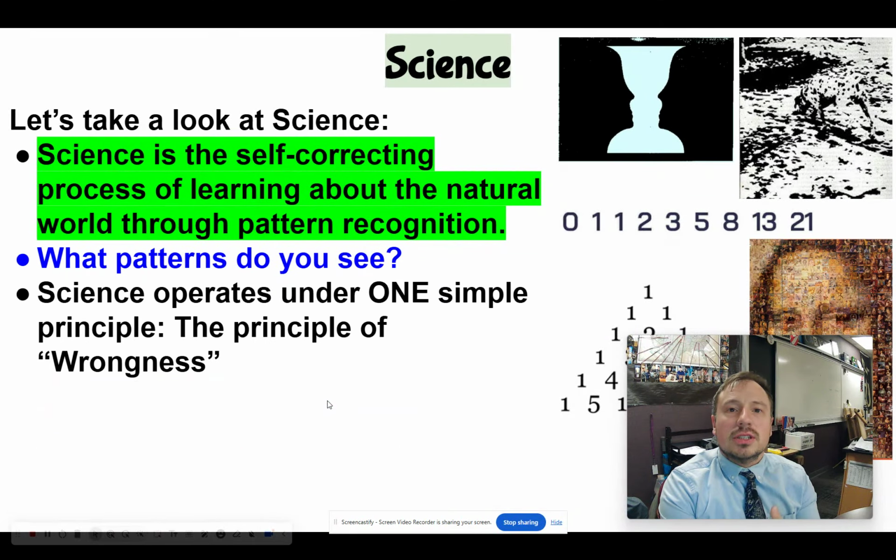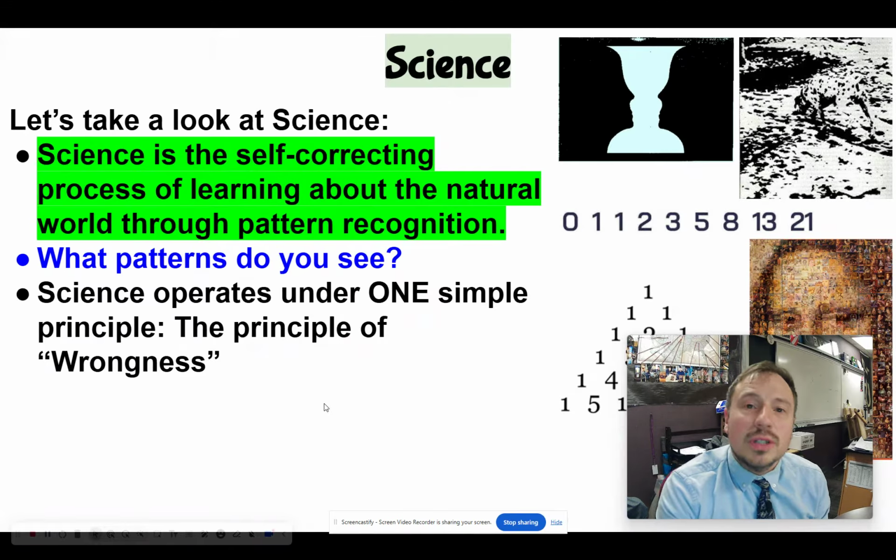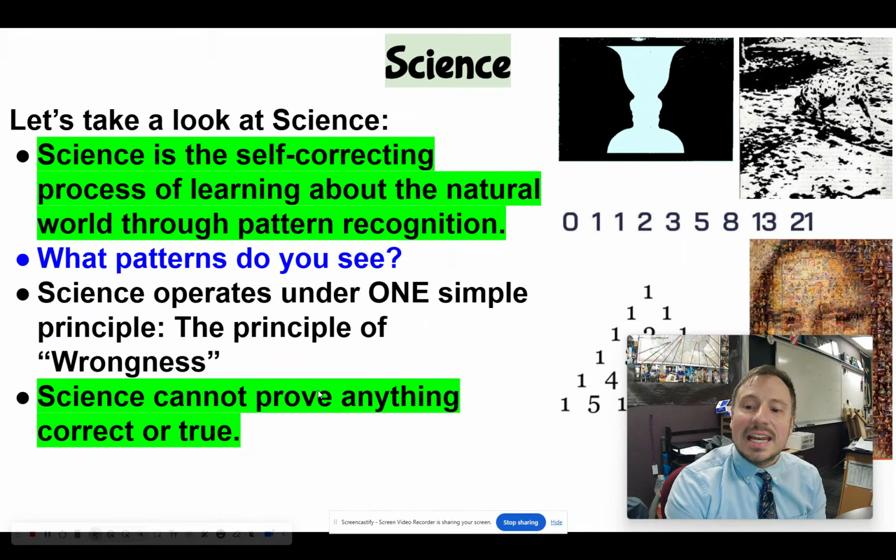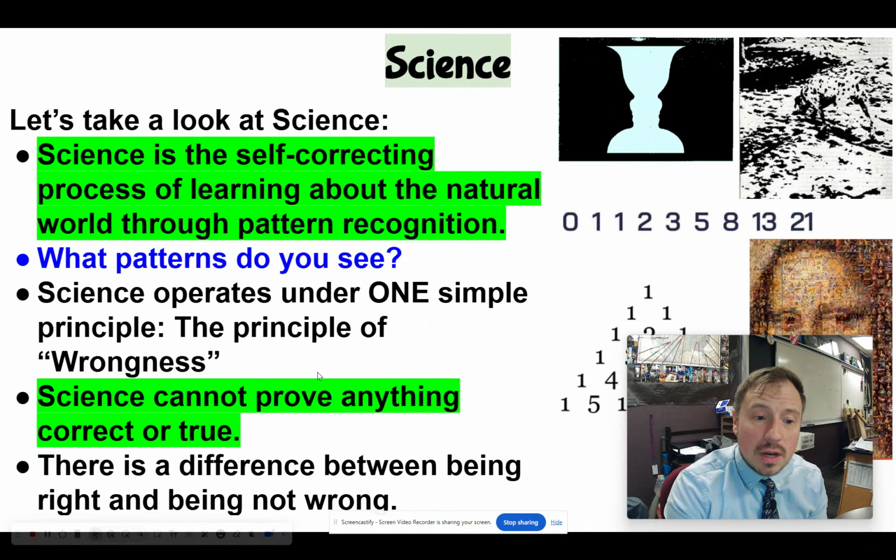Now, science operates under one simple principle, right? It's the principle of wrongness. Science cannot prove anything correct or true. There is a difference between being right and being not wrong.